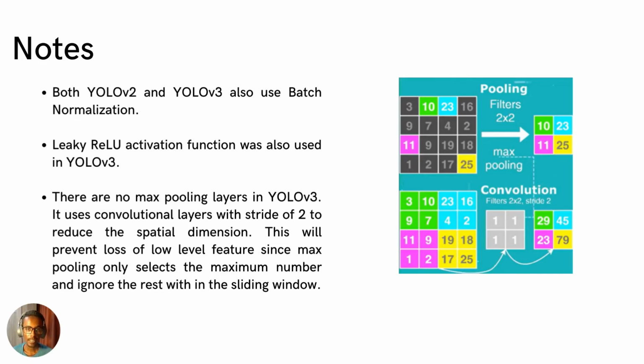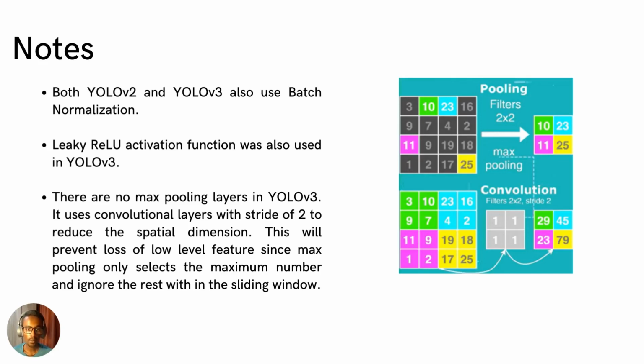Let's say for this example, as we can see on the image, we just select the maximum of the 2x2 area, and we have a stride of 2, which means we move the sliding window by 2 pixels at a time to the right. Then we select the maximum values 10, 23, 11, and 25. In this case, we do not consider the rest of the values. But in the case of YOLOv3, all of the layers are convolutions.